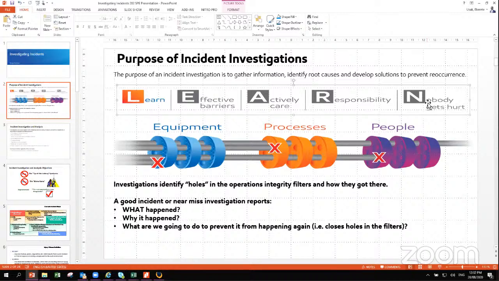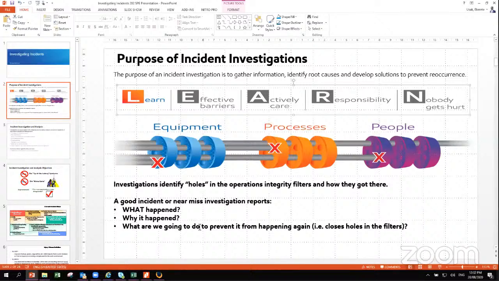So what we are doing with analyzing an incident is checking what you see as X here. We are saying that there are some holes, that is, some issues that we could not address, that failed simultaneously and the accident happened.